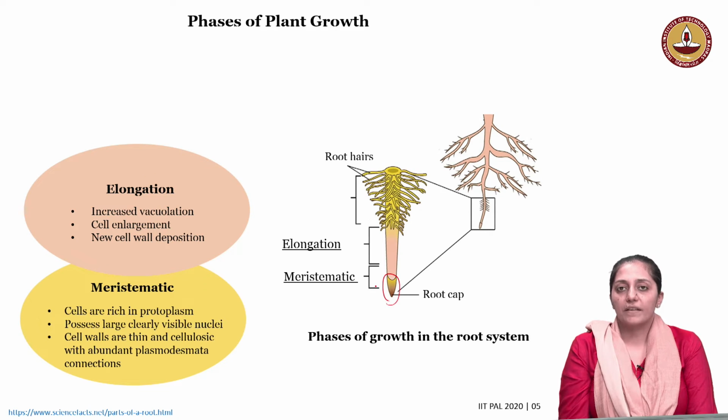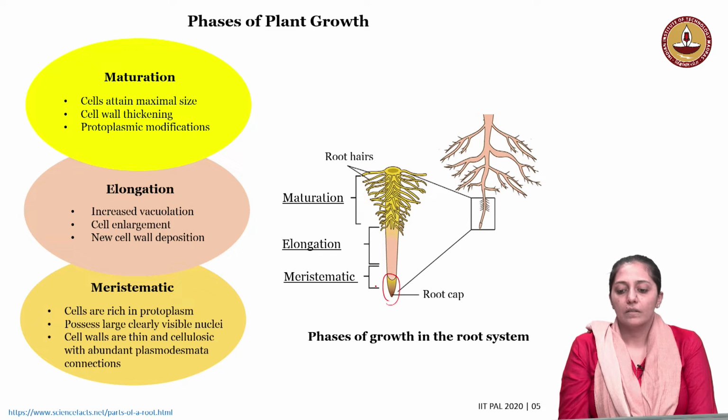Above the meristematic region is the elongation region, where the cells will have increased vacuolation, the cells will be more enlarged, and there is new cell wall deposition. So, the cell wall becomes thicker.